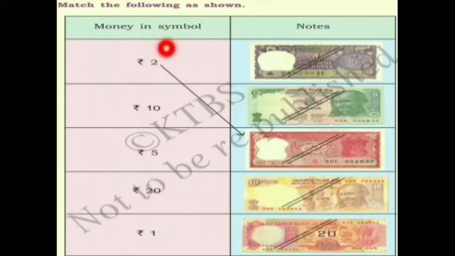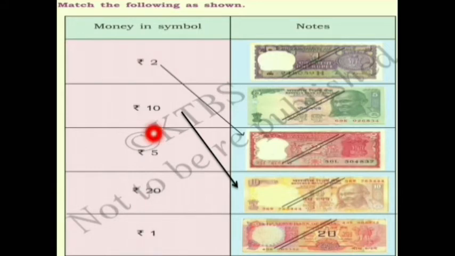Children, now we should match the following. First we have 2 rupee. Here, which currency note has the value of 2 rupee? Yes, this note. So they have matched these two. Next we have 10 rupee. Which currency note has the value of 10 rupee? Yes, this note. So we should match these two.